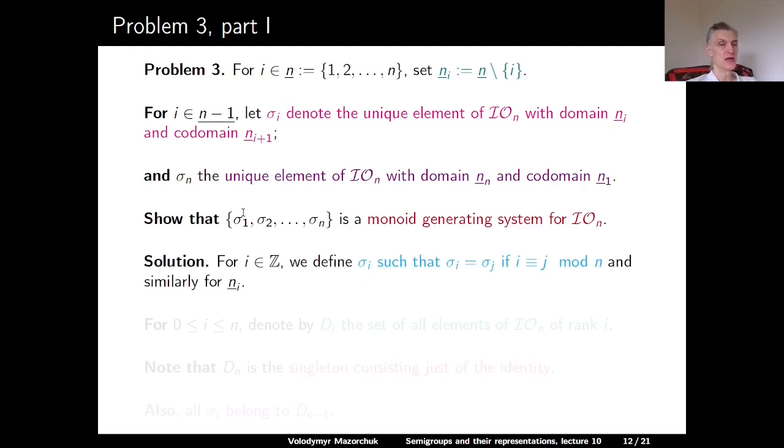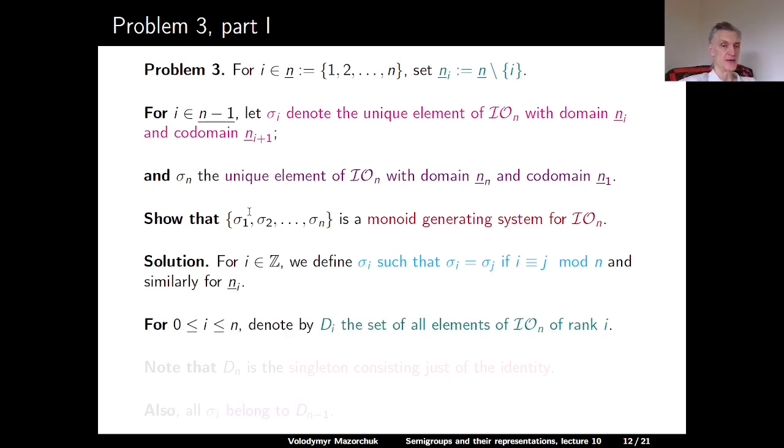Solution. For an integer i, let us define sigma_i in such a way that sigma_i is equal to sigma_j if i and j are equivalent modulo n. And similarly, we define n underlined sub i. So that will be easier for the argument to assume that our indices for both sigma and n underlined belong to Z modulo nZ.